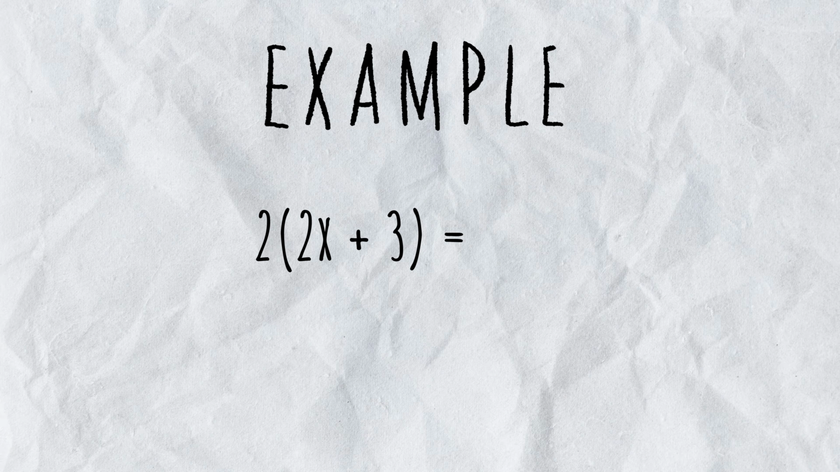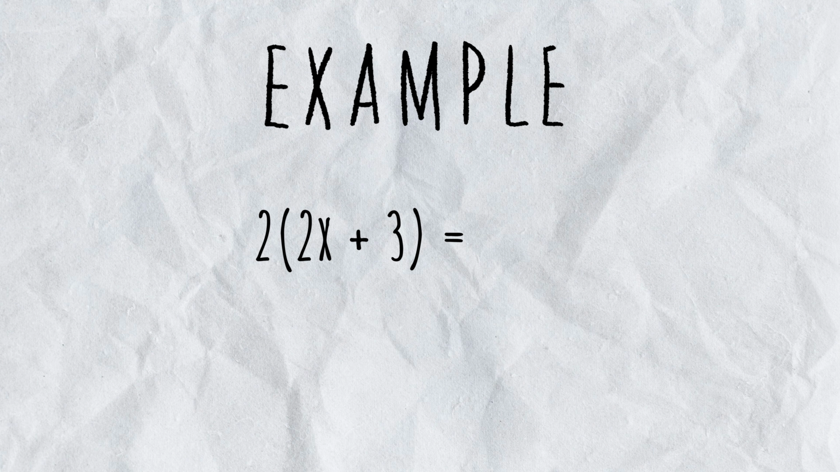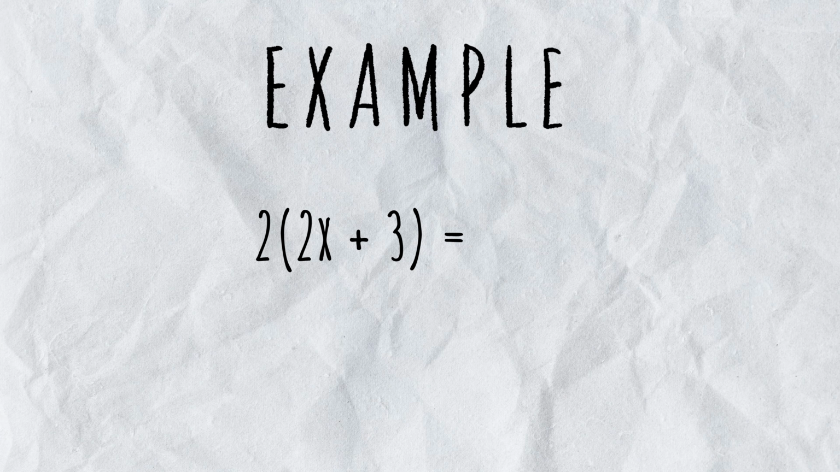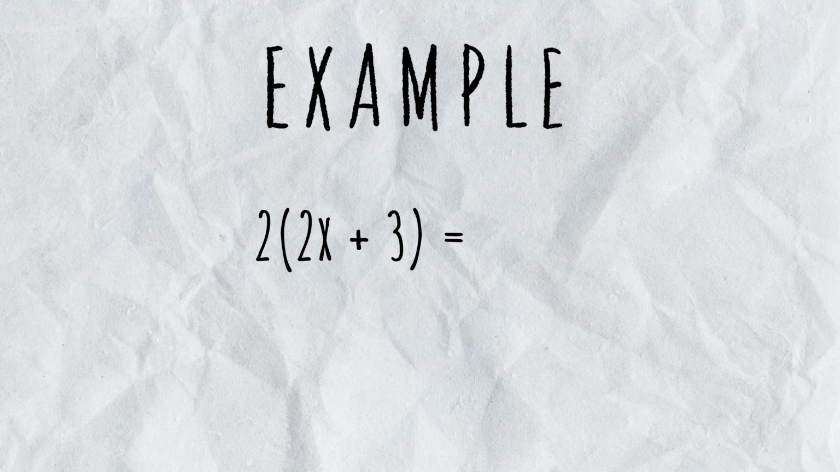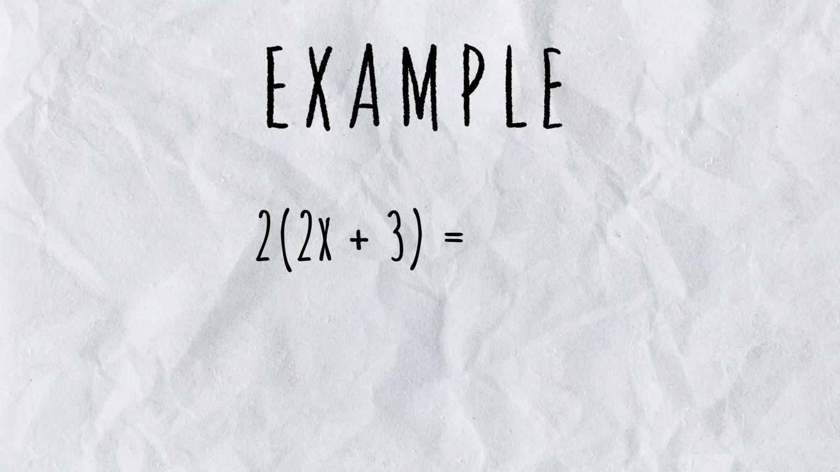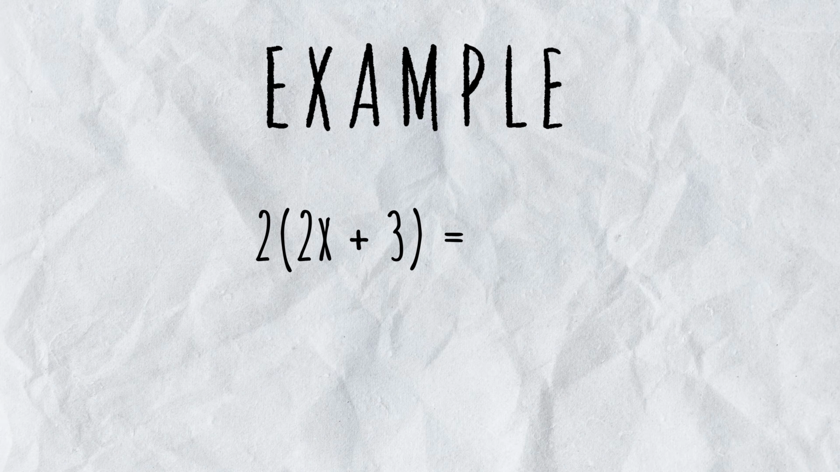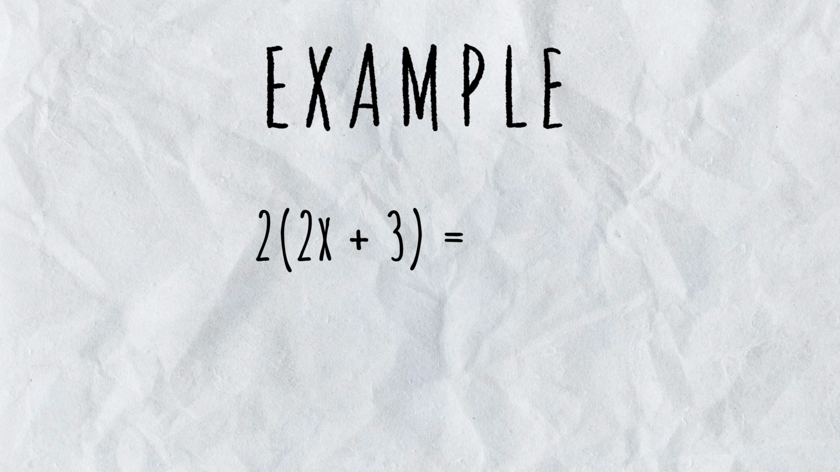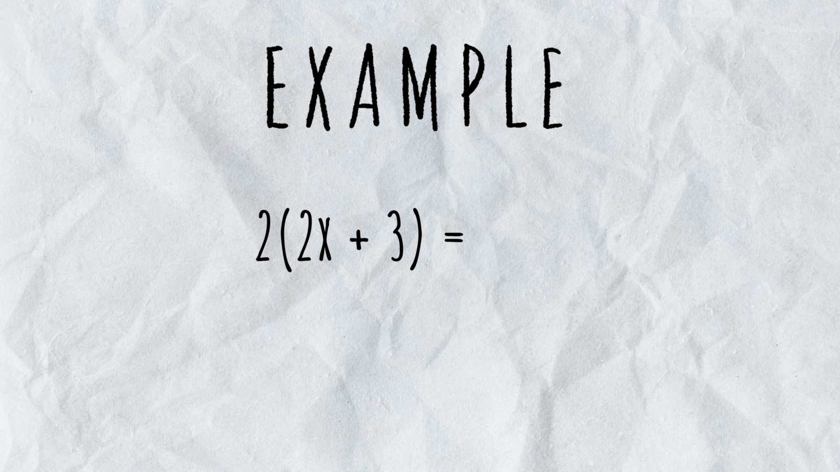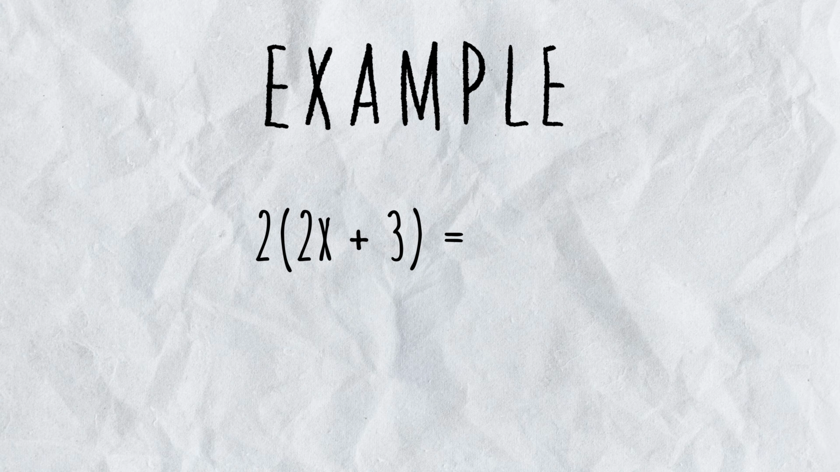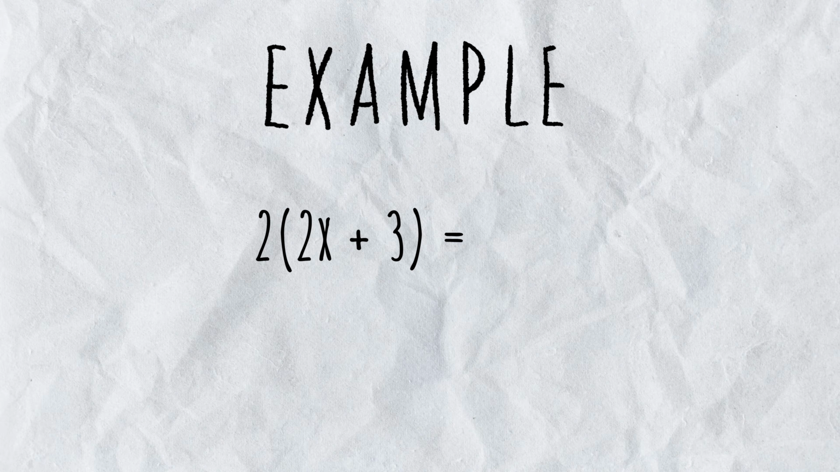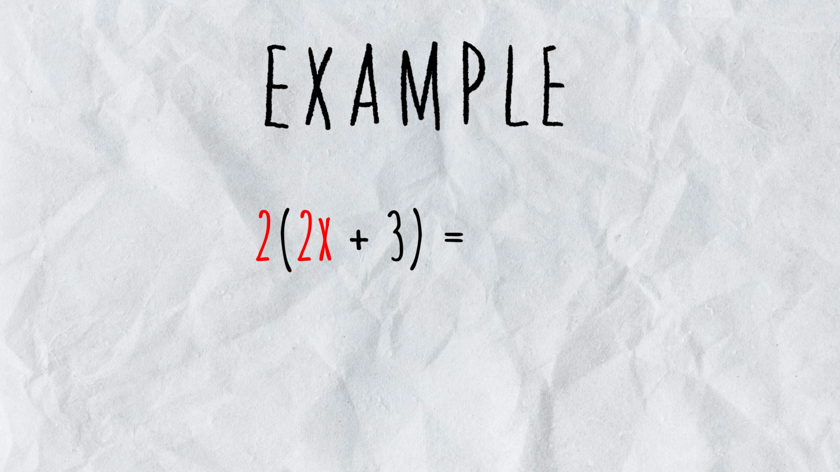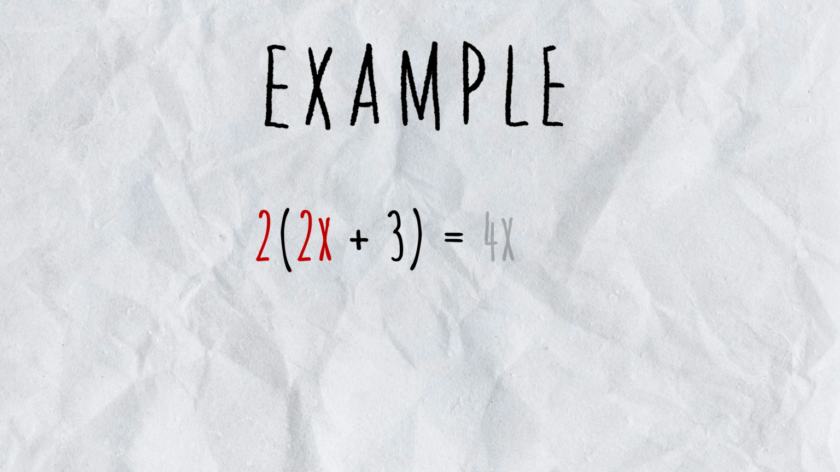So if you remember, the definition of expanding brackets is where we multiply everything that's inside of the bracket by whatever is outside of the bracket. And that is exactly what we're going to do in this example. So first of all, as you can see, we've got 2x inside the bracket and we've got 2 outside the bracket. That's what we're going to focus on first. I'm going to multiply 2x by 2, and if you already know from previous videos, you should get the answer of 4x.